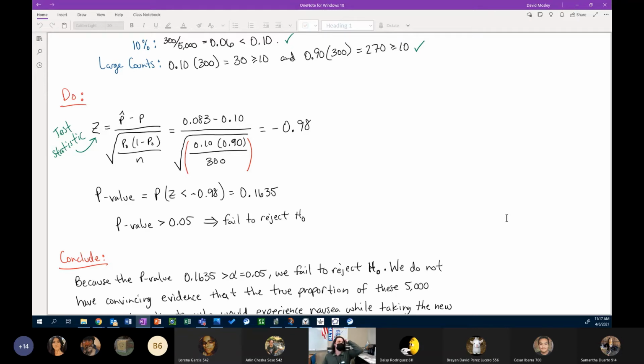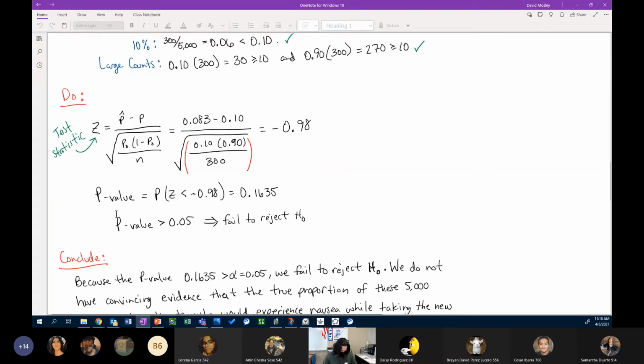Again, this is if you used 0.0833. If you kept more decimal places, you'll probably get a slightly different decimal as the result. However, it should still be negative. It should be pretty close to this value.